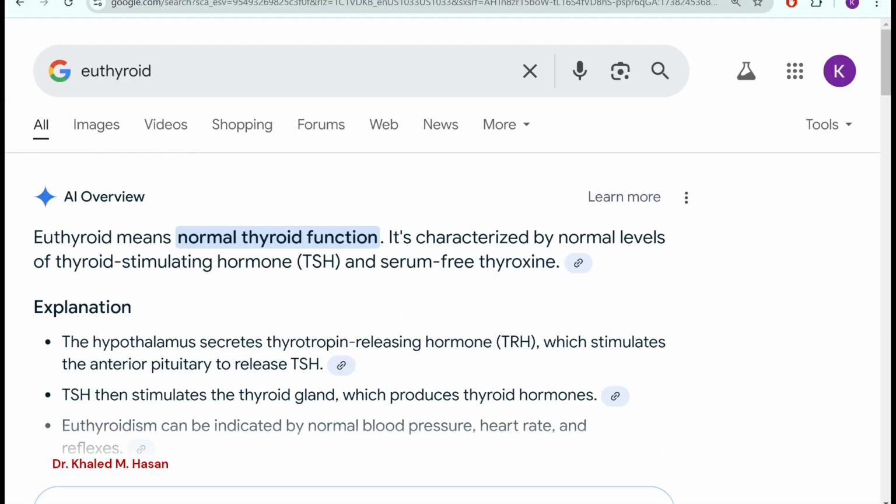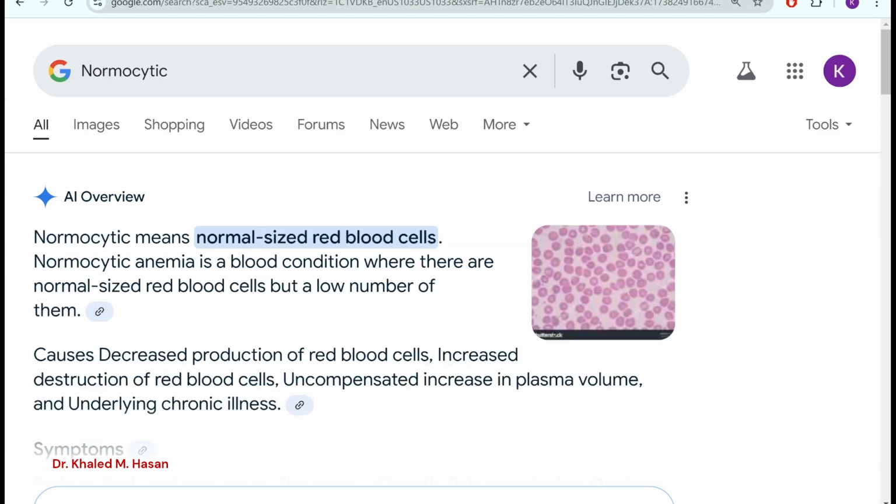If you put euthyroid in the search bar on Google image, they give you the definition of euthyroid, mean normal thyroid function. Again, when you search Google about normocytic, here we have the normal size of red blood cells.